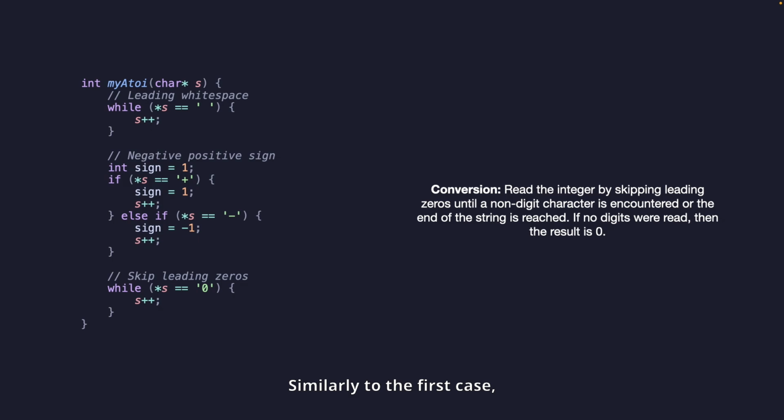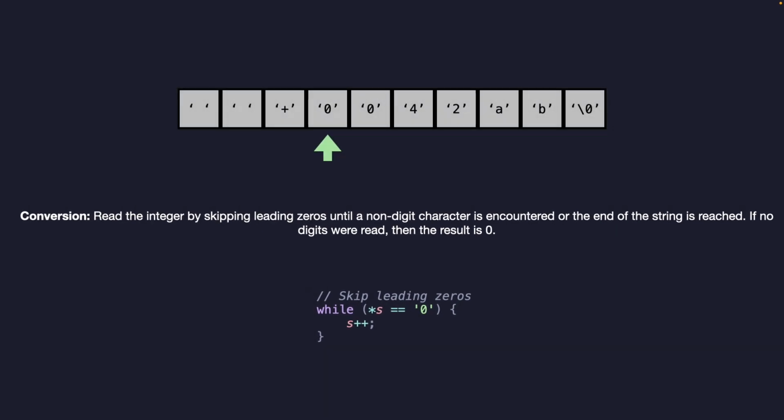Similarly to the first case, we skip the leading zeros instead of the leading white space. There's really only a 1 character difference in the loop. As you can see, we've skipped over the leading zeros.